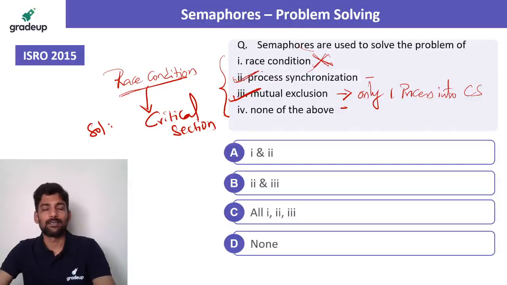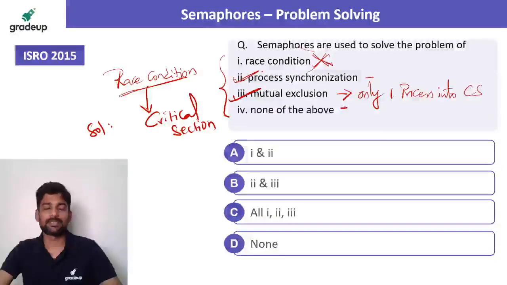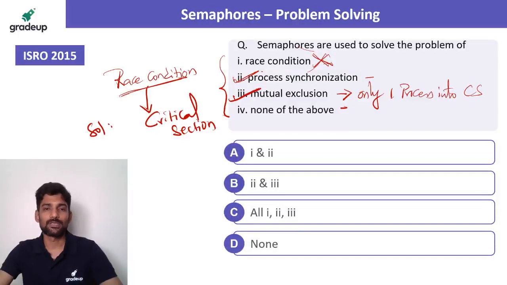And synchronization, yes, when one process executes in sync with another process, like in understanding with another process. When a process understands that another process is in critical section, then it gets blocked or waits until it releases. So semaphores is used to solve the problem of both process synchronization and mutual exclusion, but not race condition directly. So 2 and 3, option B should be your answer.